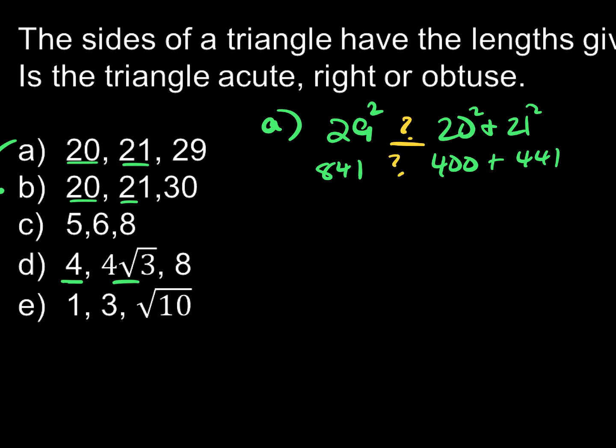So now I gotta add these two. I get 841. Since 841 equals 841, this triangle is a right triangle.